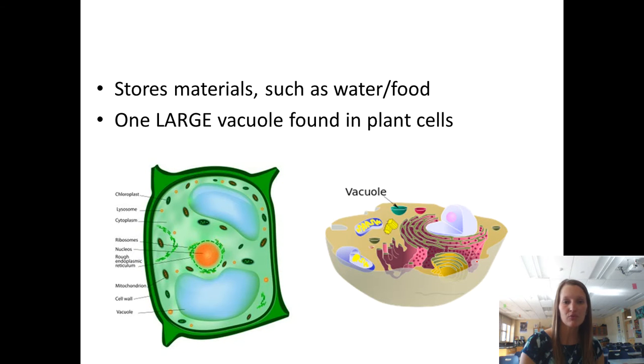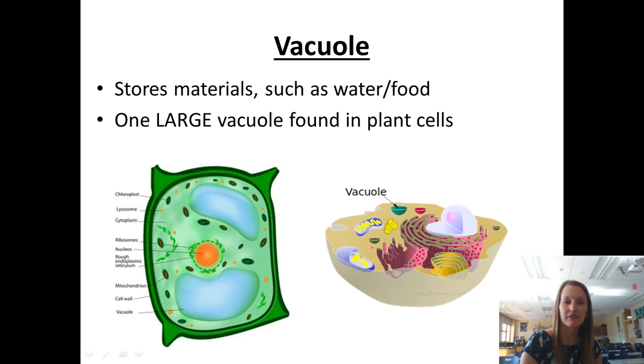Okay, so moving on to vacuole. A vacuole is a storage house. So it's similar to a lysosome that stores things, except while lysosomes digest, vacuoles mostly are for storage. So it stores materials like water or food, and it is found, here's a plant cell and an animal cell. It is found in both types of cells.